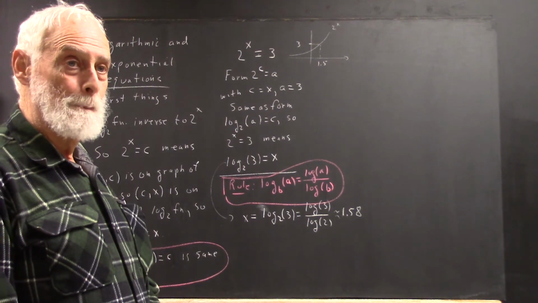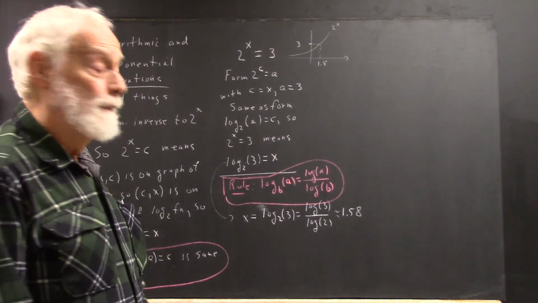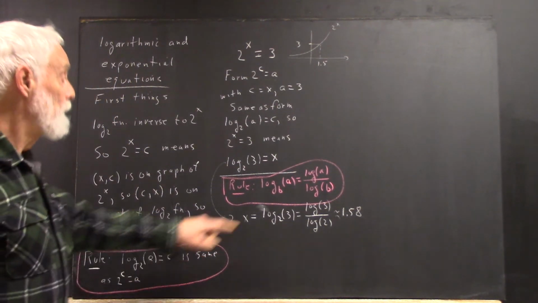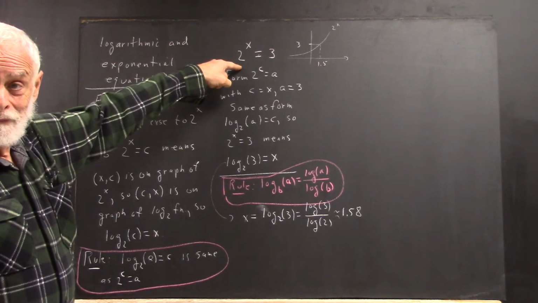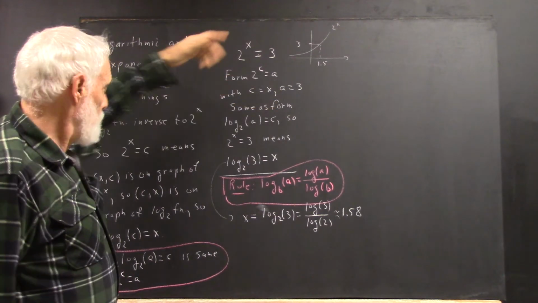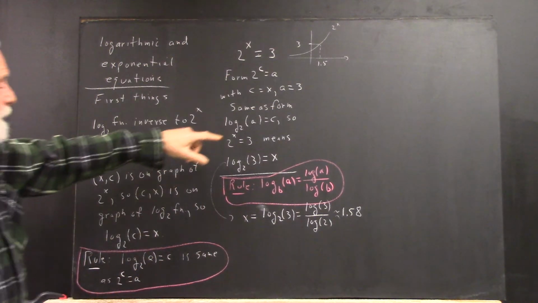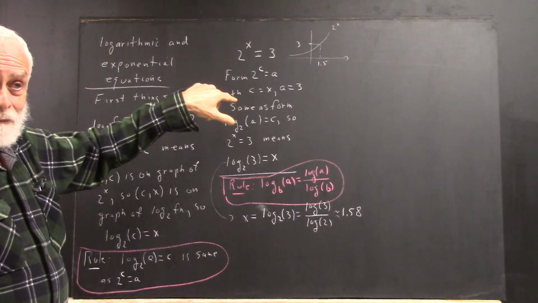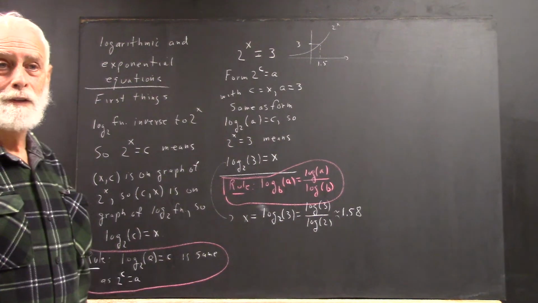Does that make sense? Is that easy? If you remember this rule and this rule, it's really easy to solve this. You start by identifying which rule or which form you have, this form or this form, and then you identify your A and your C, and then you write it in the other form, and there it is.